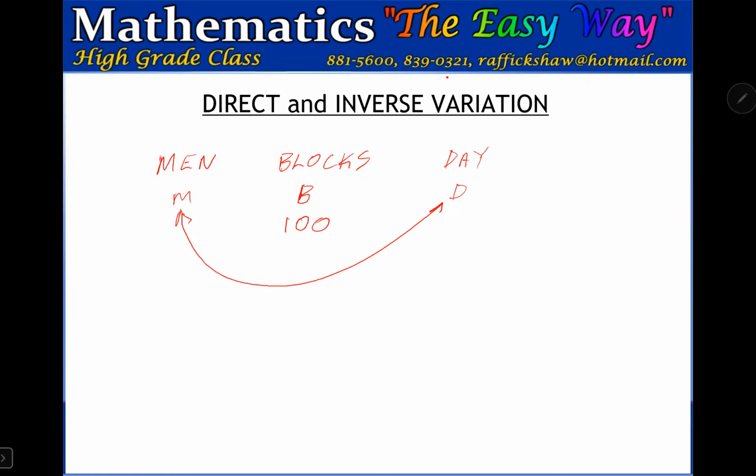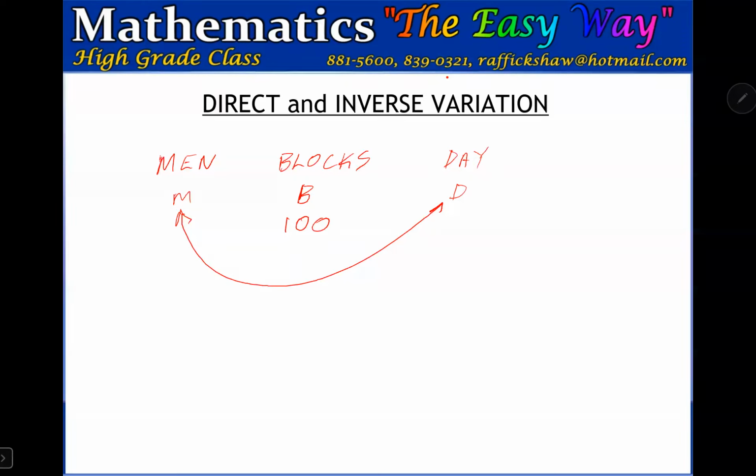So once we fix the number of blocks and keep it constant, that's why you must have a variation constant. There must be some constant in the variation relationship. In this case, the variation constant is the number of blocks. Then if we increase the number of men to get the same constant number, which is 100 blocks, the number of days will be less, meaning they will take less days.